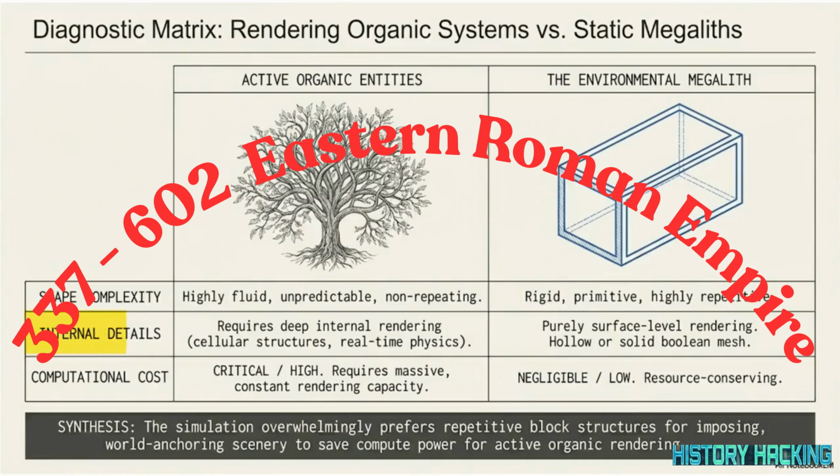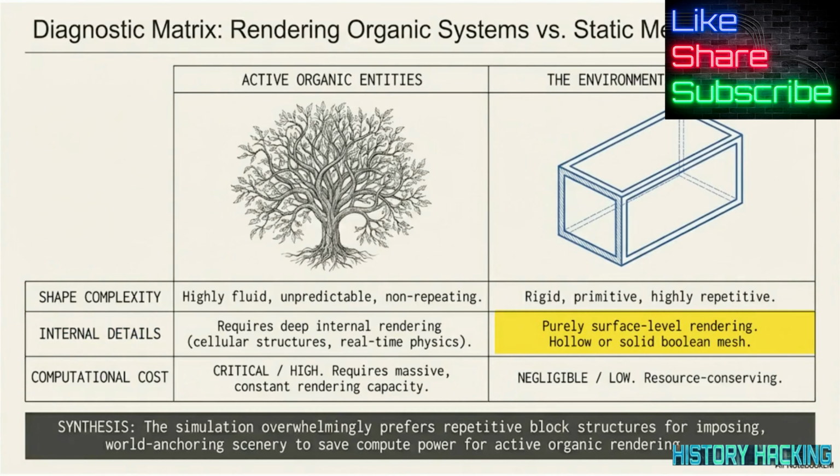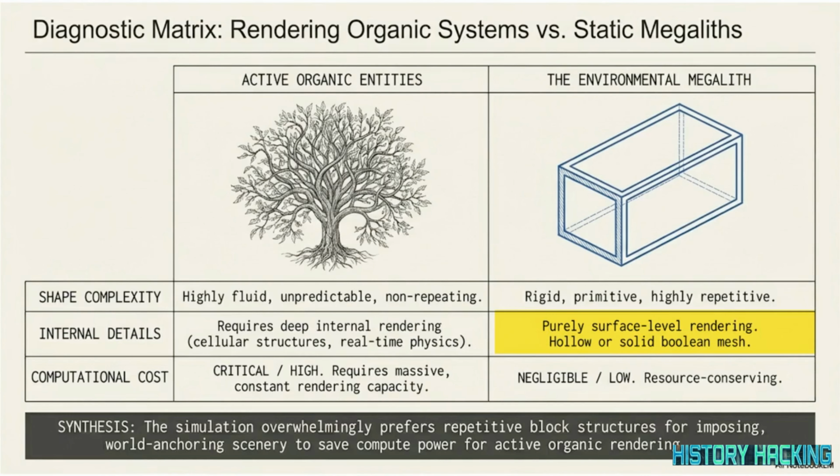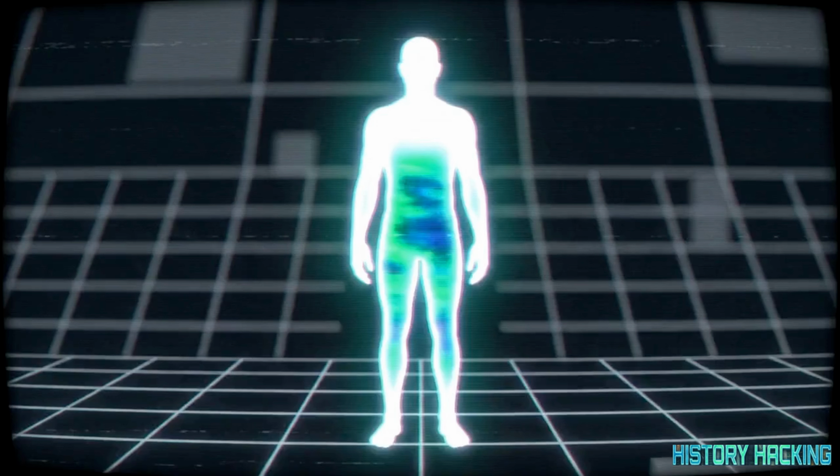This diagnostic matrix compares an active organic entity with an environmental megalith. Notice the internal details. The pyramid is a hollow, simple Boolean mesh, requiring purely surface-level rendering. Looking at the synthesis at the bottom, the computational cost drops from critical to negligible. The engine operates by a strict rule. It prefers primitive, repetitive block structures to anchor its physical space. This saves critical GPU power for active organic life.